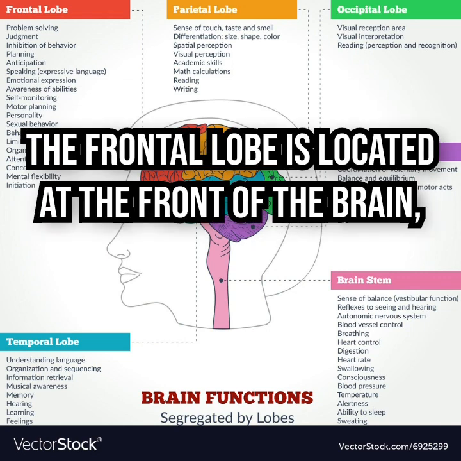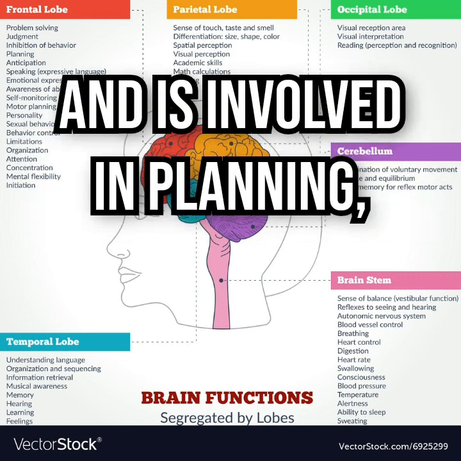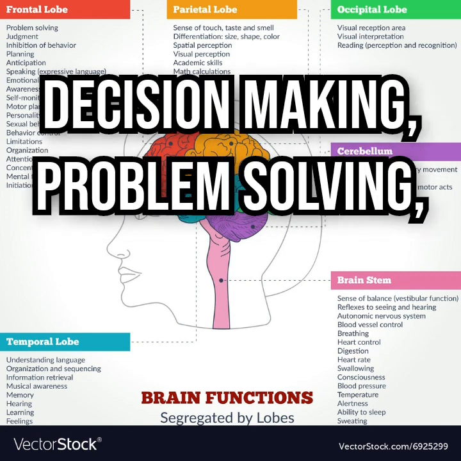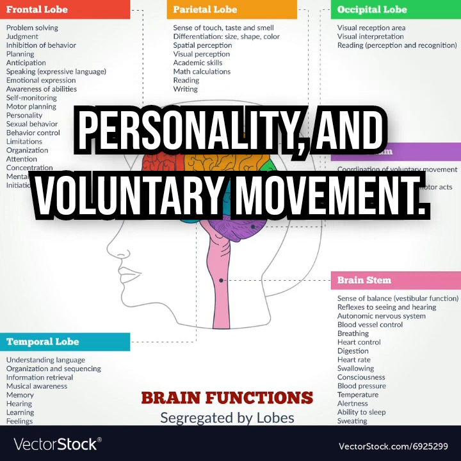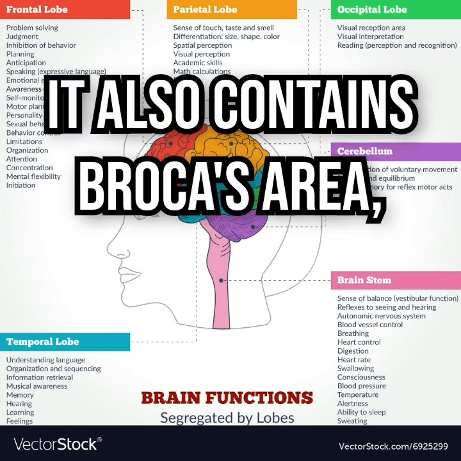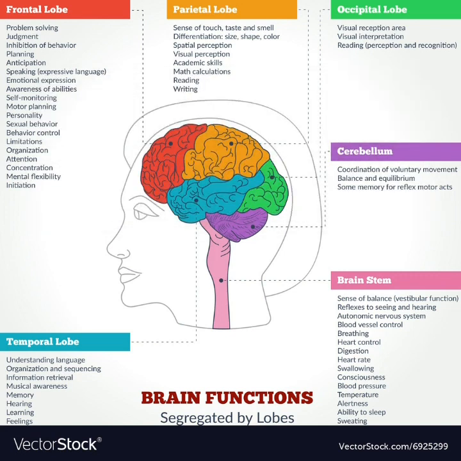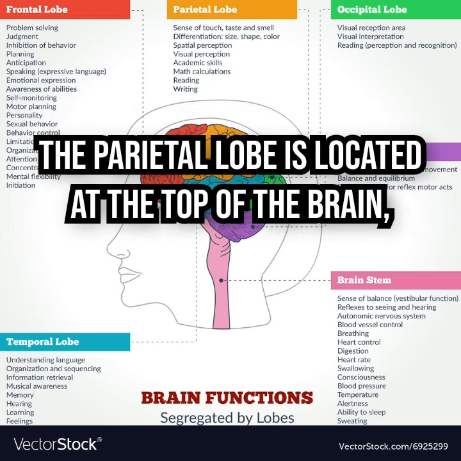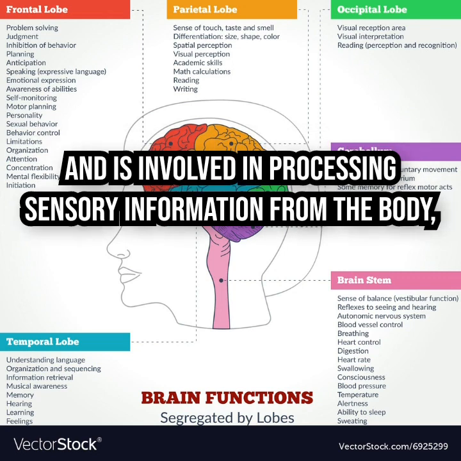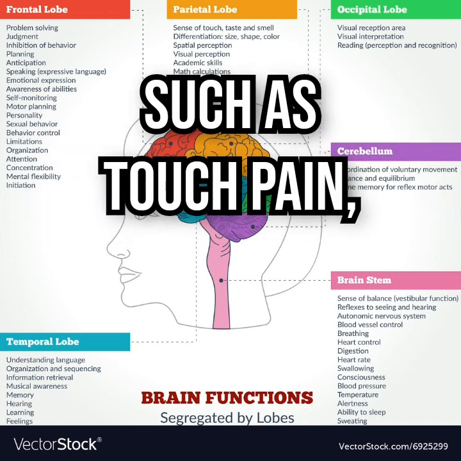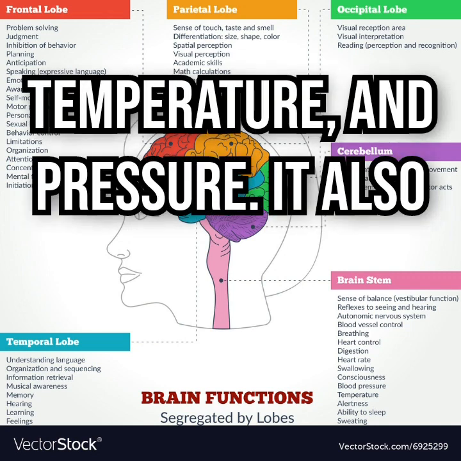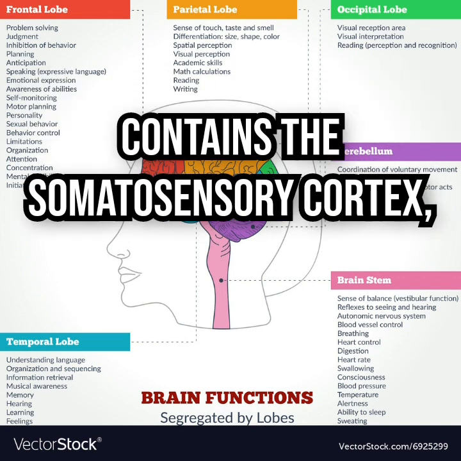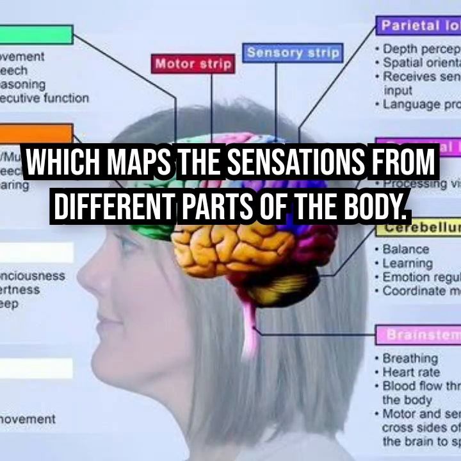The frontal lobe is located at the front of the brain and is involved in planning, decision-making, problem-solving, personality, and voluntary movement. It also contains Broca's area, which is important for speech production. The parietal lobe is located at the top of the brain and is involved in processing sensory information from the body, such as touch, pain, temperature, and pressure. It also contains the somatosensory cortex, which maps the sensations from different parts of the body.